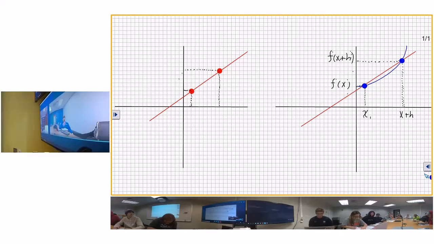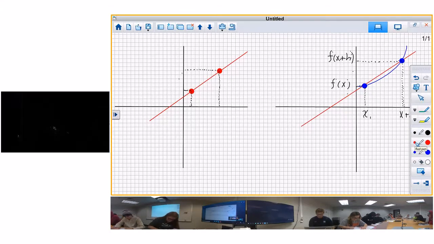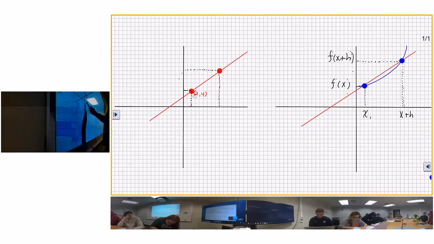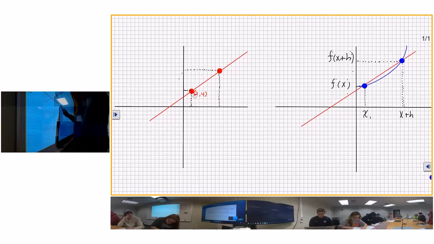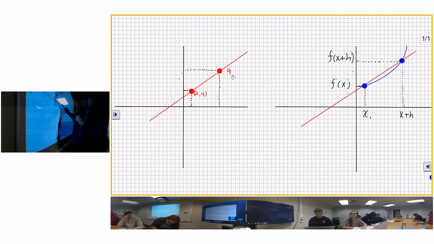Now I'll give you the points if you can't read them. The first point is (2, 4). And the other point is (9, 9).